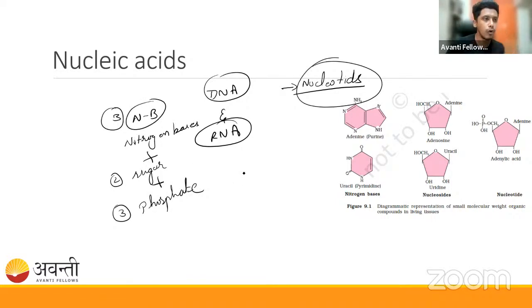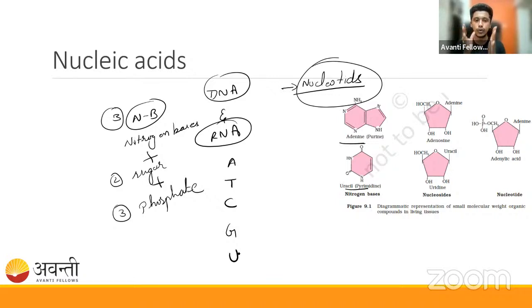What are nitrogenous bases? Nitrogenous bases are of 5 types basically: adenine, thymine, cytosine, guanine, and uracil. When it comes to DNA, it is ATCG, that is adenine, thymine, cytosine, and guanine. When it comes to RNA, it is AUCG: adenine, uracil, guanine, and cytosine. So instead of T, there is U in RNA.